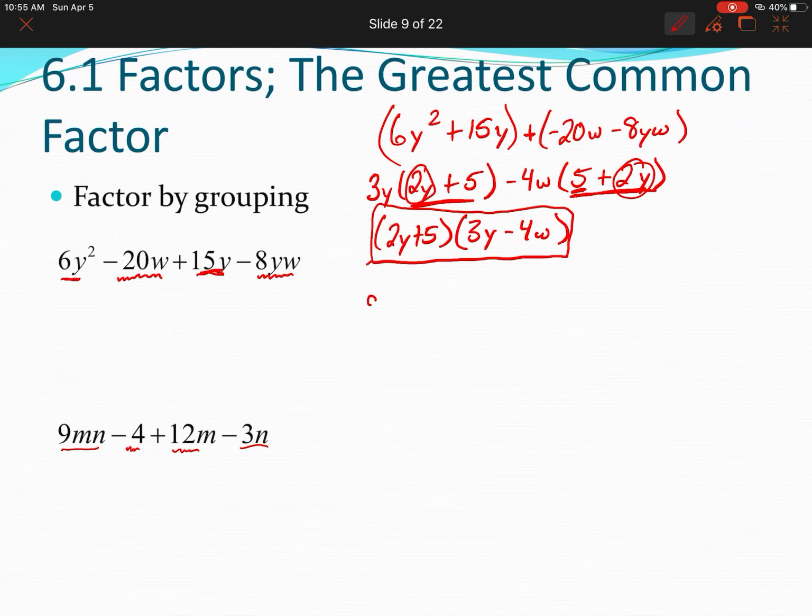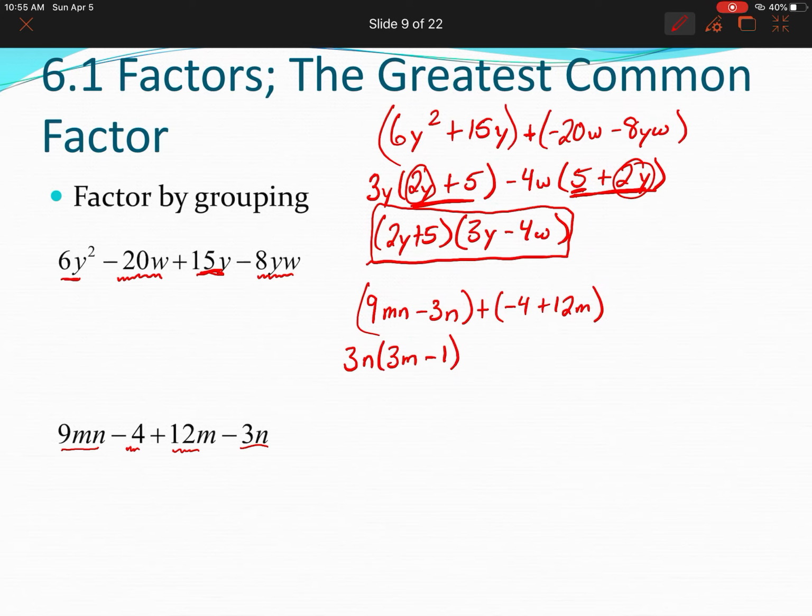And so, again, I try to avoid 1 as the common factor when we do this regrouping. So I'm going to group, again, the 9mn and the negative 3n together. And then I'm going to group the other two, the negative 4 and the 12m. So, again, once we get them grouped, we're going to factor each group. The first group has a common factor of 3n. When you factor that out, you're left with 3m minus 1.